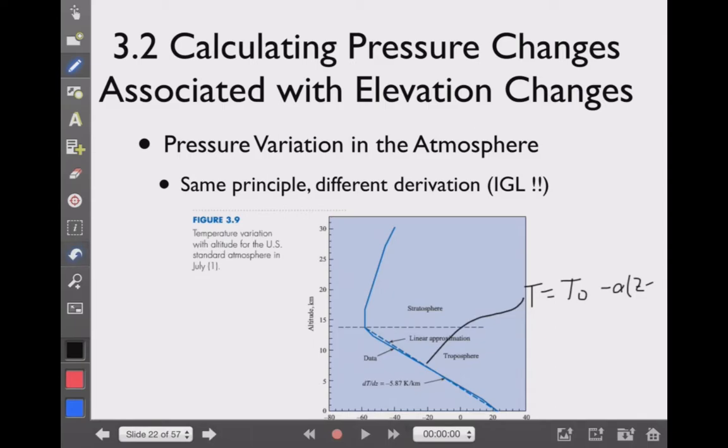Let me just do that all over again. That's going to be T0 minus alpha times Z minus Z0. It's a little hard to cram in there.